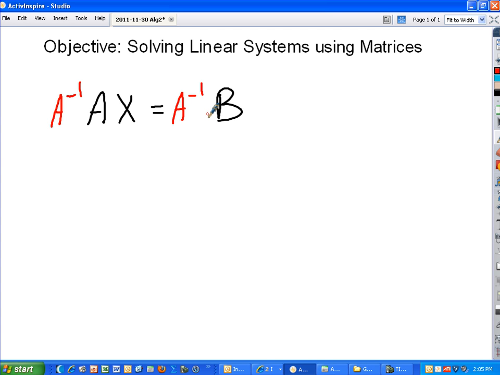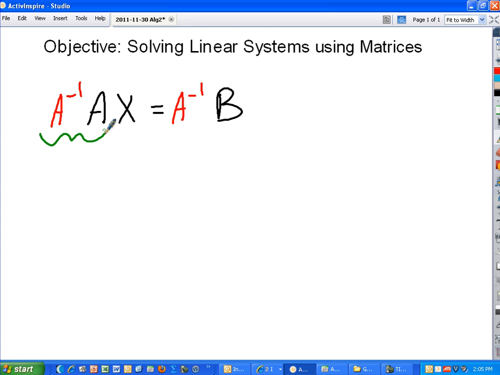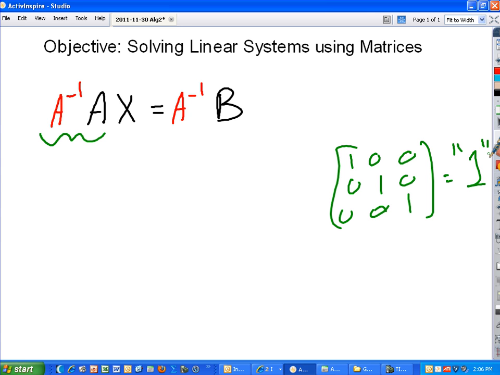Now, the way we get rid of matrix A to isolate matrix X, our technique for dividing a matrix away, is to multiply by its inverse from the left. So if I multiply A inverse times A on the left side of this equation, that becomes what? They're going to cancel each other out, but remember what the result of that was. If we multiplied two inverses together, we got the identity matrix, our matrix equivalent of the number one.